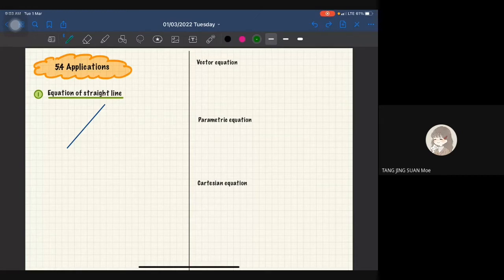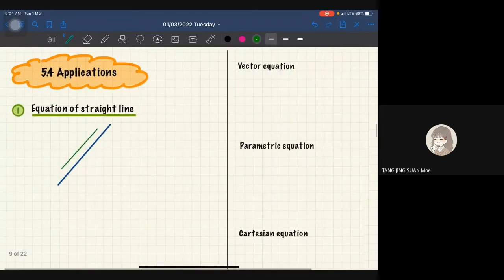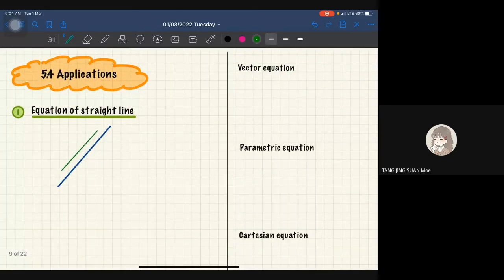Okay, jom. So the first application yang kita akan belajar dalam vector is equation of straight line. So macam mana kita nak cari equation of straight line? Given that this one, awak ada satu straight line, dan dia akan ada satu vector yang jalan sekali dengan dia, seiring dan sejalan ke sana. Kita besarkan sikit bagi nampak dengan jelas. So this is our vector.